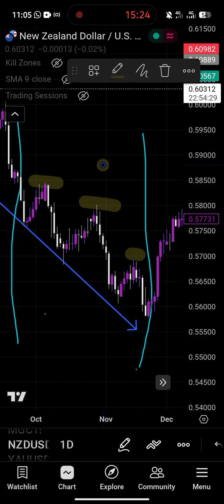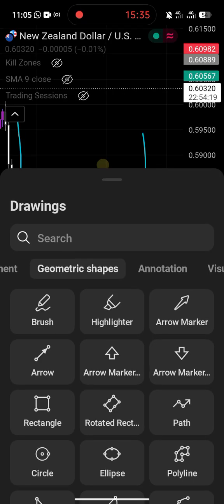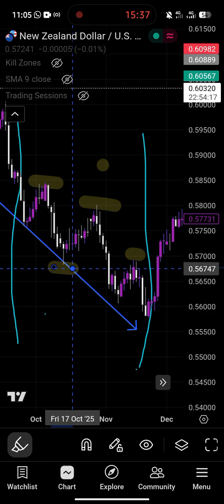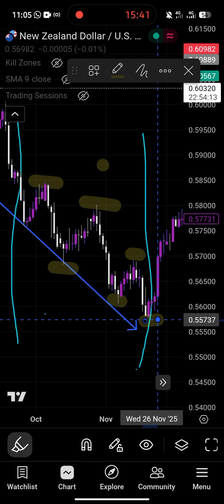So these are the highs. The yellow spots are the highs of the downtrend. And where are the lows? These ones. You see, it's very simple.